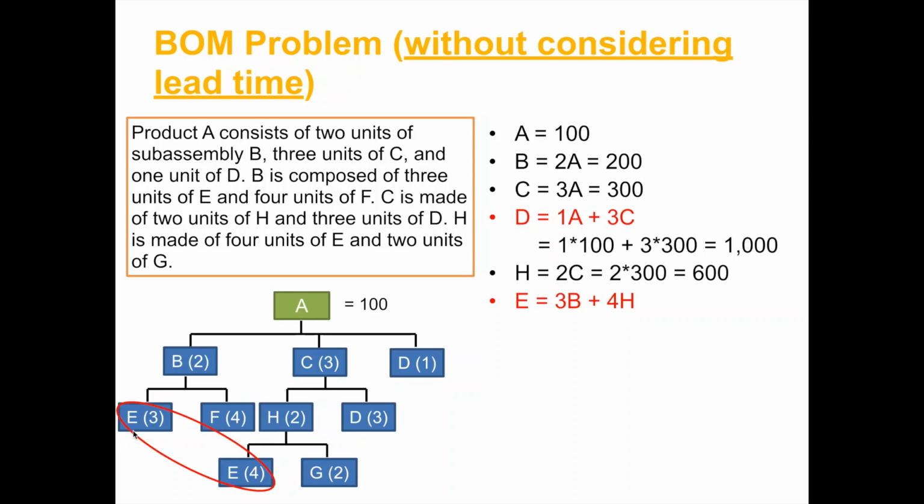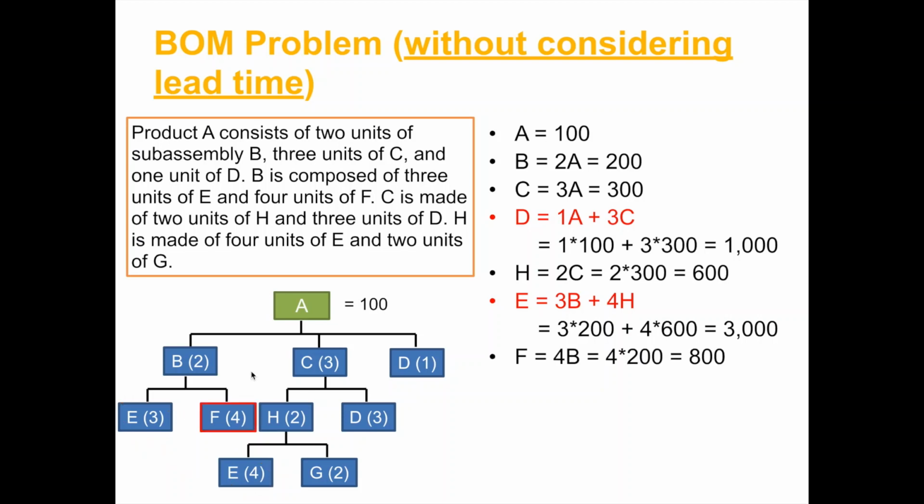Next, component E is also utilized to produce subcomponent B as well as subcomponent H. So we can calculate the E component is equal to 3 times the number of component B plus 4 times the number of component H, which is 3 times 200 plus 4 times 600 equals 3000. Next, to produce 200 components B, we need 4 units of components F, which is 4 times 200 equals 800.